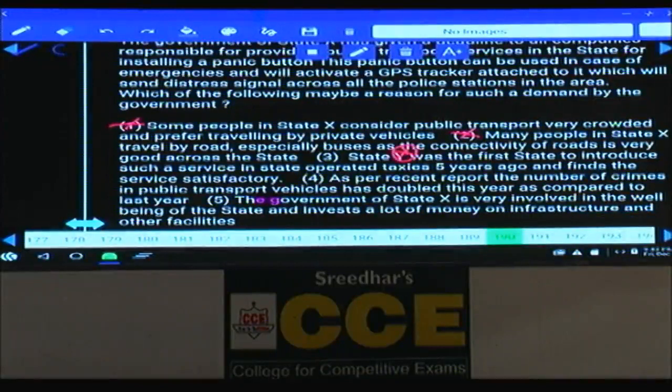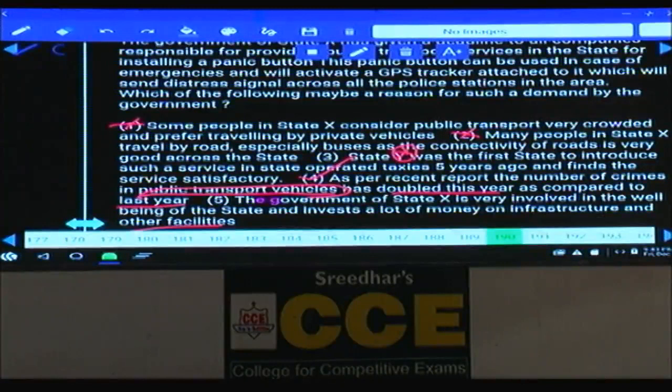Then the fourth one: as per a recent report, the number of crimes in public transport vehicles has doubled this year as compared to last year. లాస్ట్ ఇయర్తో కంపేర్ చేసుకుంటే ఈ సంవత్సరంలో విపరీతంగా పెరిగిపోయాయి కాబట్టి, there is an emergency that crimes in public transport vehicles have increased. పబ్లిక్ ట్రాన్స్పోర్ట్ వెహికల్స్లో పెరిగిపోయాయి కాబట్టి అక్కడ తగ్గించాలి అనుకుంటే ఏం చేయాలి, వెంటనే వాళ్ళు పట్టుకునేటట్టు మనకు సిస్టమ్ ఉండాలి. పట్టుకుంటే ఇంకొకసారి ఇంకెవరు చేసే ఛాన్స్ ఉండదు. Done. And 4, the government of state X is very involved in the well-being of the state and invests a lot of money on infrastructure and other facilities. No. Then what is your answer? Only 4 is the answer.